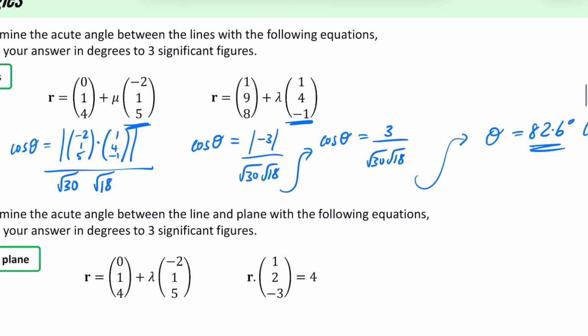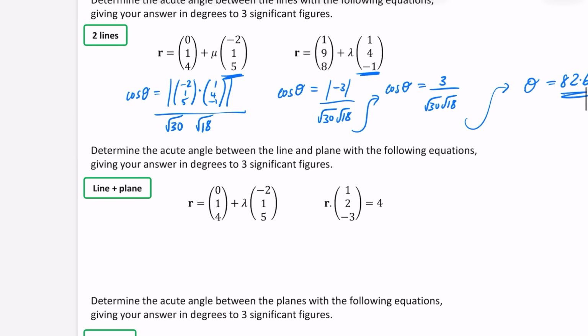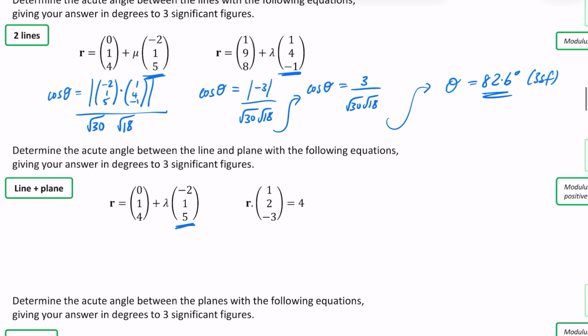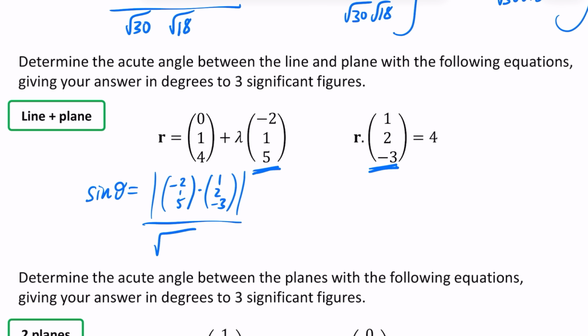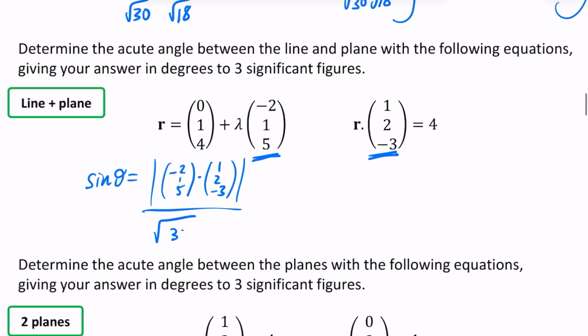We're now going to do the same thing, but it's a line in a plane. Line in a plane is with sine theta. I will be using this direction vector, which is the same as before, and this normal vector. So let's see if we can go a little bit faster. It is going to be the modulus of the -2, 1, 5, dotted with the normal, which is 1, 2, -3. The direction vector we already worked out from before, didn't we? It was root 30. And the 1, the 2, and the 3, that's a 1, a 4, and a 9. That's a root 14.